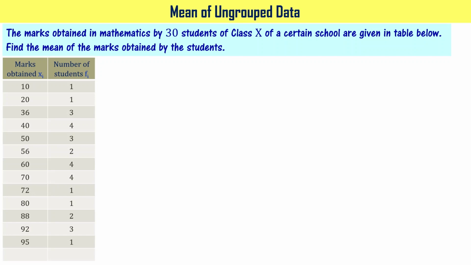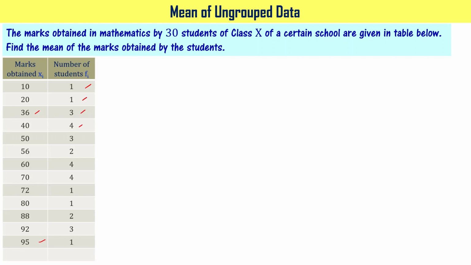Now, let's solve a problem based on this concept. The marks obtained in mathematics by 30 students of class 10th of a certain school are given in the table below. Find the mean of the marks obtained by the students. Right? Here, the table shows that 10 marks are obtained by one student, 20 marks are obtained by one student, 36 marks are obtained by 3 students, 40 marks by 4 students, like that, right? One person has got 95 marks. He is the topper of the class, right?